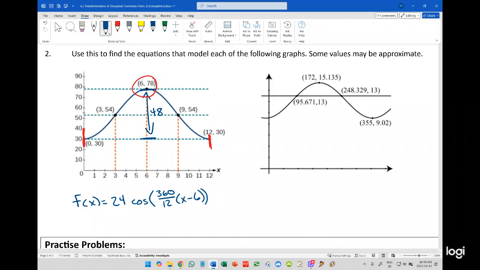And halfway between the max and the minimum is either 78 minus 24 or 30 plus 24. Either way, it's plus 54. That wasn't too hard. Okay, one more.